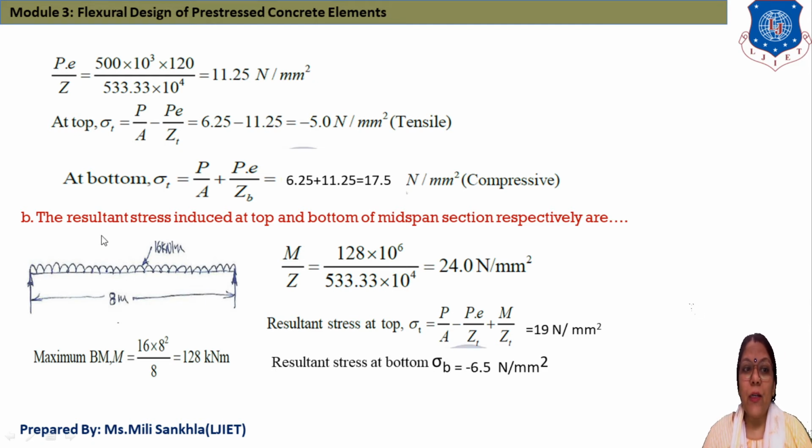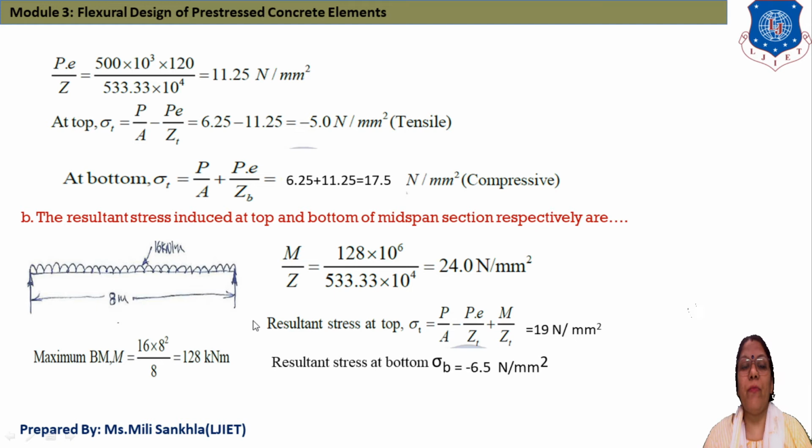Now we find the resultant stresses induced at the top and bottom of the mid-span section respectively. The figure is given: UDL 16 kilonewton per meter and span equal to 8. Now M by Z. What is M? M is the moment for this load. For a simply supported beam subjected to UDL over the entire span, the maximum moment occurs at the center point, equal to WL square by 8. W is the UDL, 16, and L is the span of the beam, 8, so WL square by 8 is equal to 128 kilonewton meter.